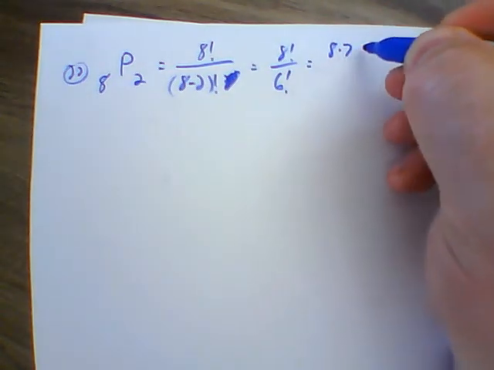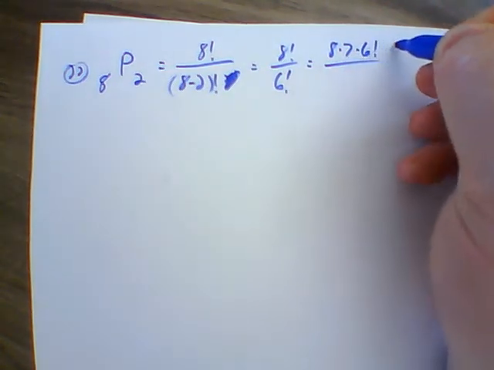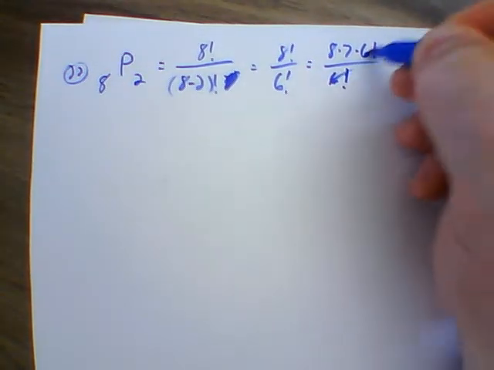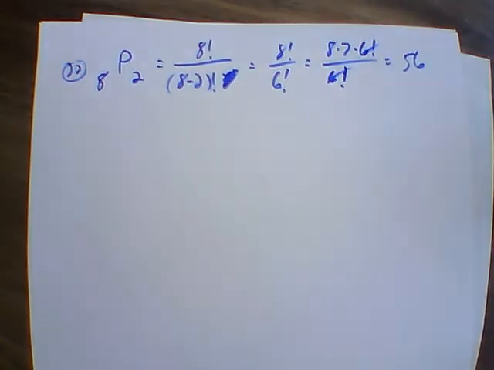So this is 8 times 7 times 6, 5, 4, 3, 2, 1 over 6 times 5 times, so I'm just going to write my factorial here so I can cancel this off. So we see we get 56.